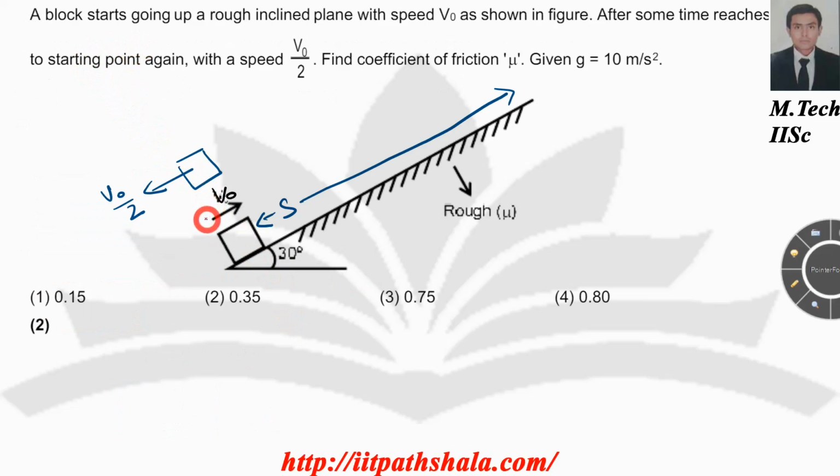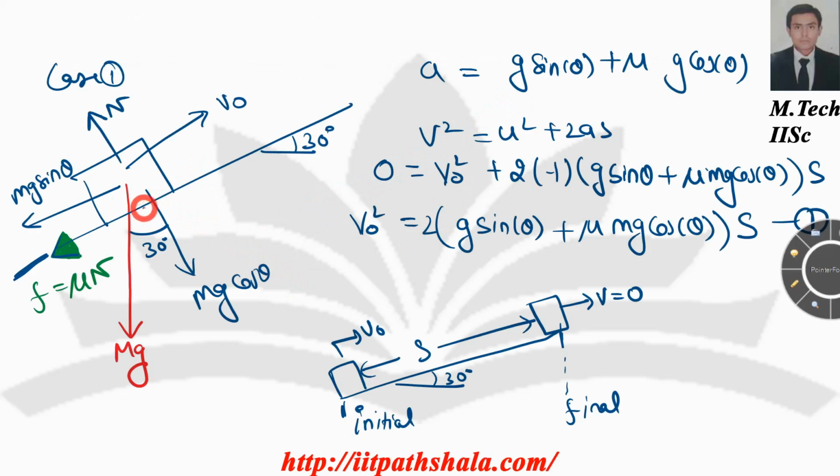You are having a block which is going up on a rough plane, which is inclined at an angle of 30 degrees. After some time it reaches the starting point again, but now it has the velocity v naught by 2. Then you have to figure out the roughness of this plane. In the first case, as my block was traveling with the velocity v naught to the highest point, I know that at the highest point it will have a velocity equal to 0. It will be stationary at the highest point.